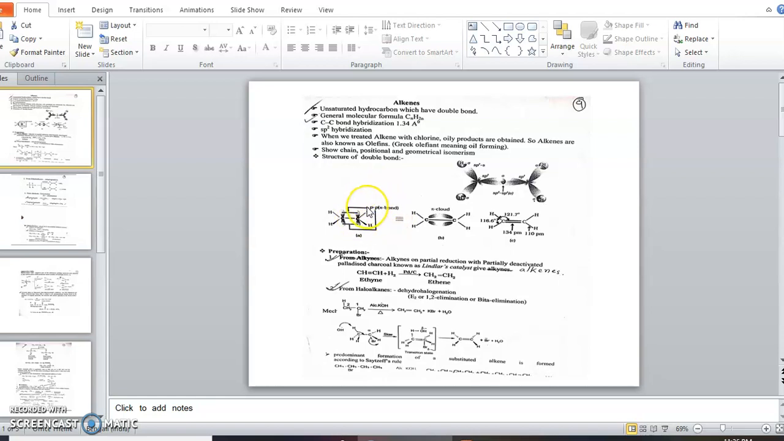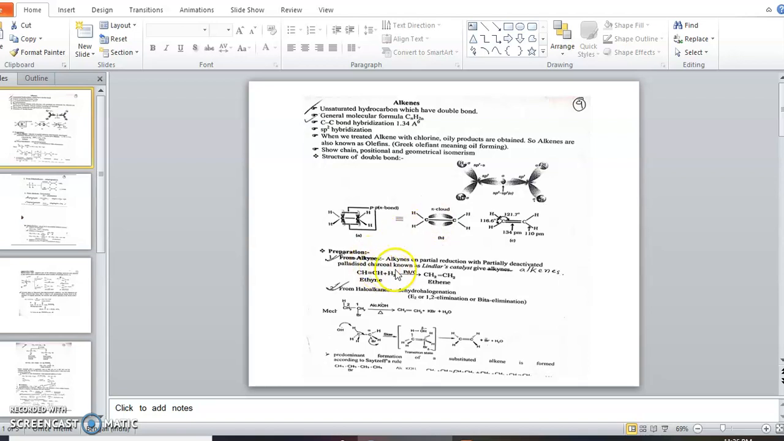Among the two bonds between two carbon atoms, that means I am talking about the double bond, one bond is sigma, another bond is pi, right? Next, all the other carbon-hydrogen bonds are sigma bonds, right? Now what are the preparations of these alkenes? So let me discuss all these things.